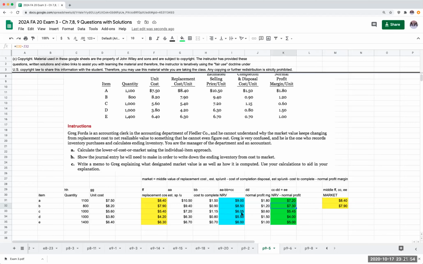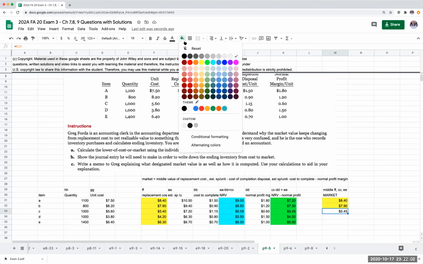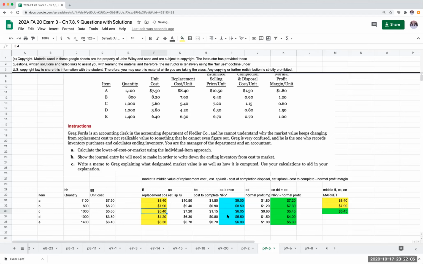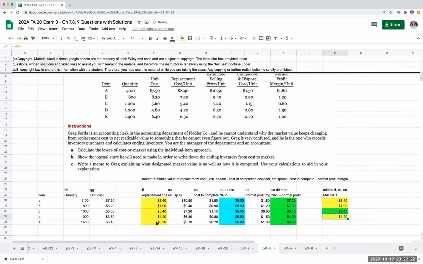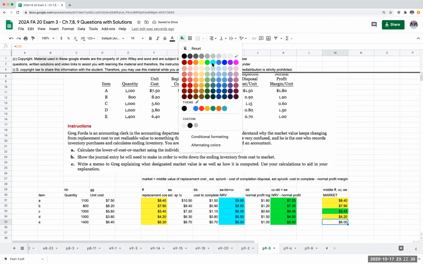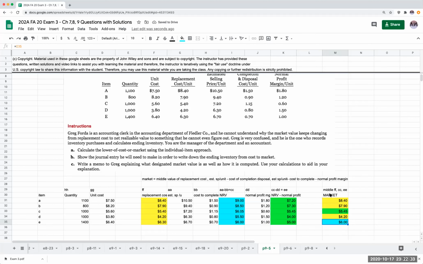Over here, my market is $5.45, because that is the middle value of the replacement cost, net realizable value, and net realizable value minus the normal profit margin. Here, my middle value is $4.20, the replacement cost per unit. And lastly, my middle value is the net realizable value for this one, or $6. So my first step in a question like this is to determine what is market.